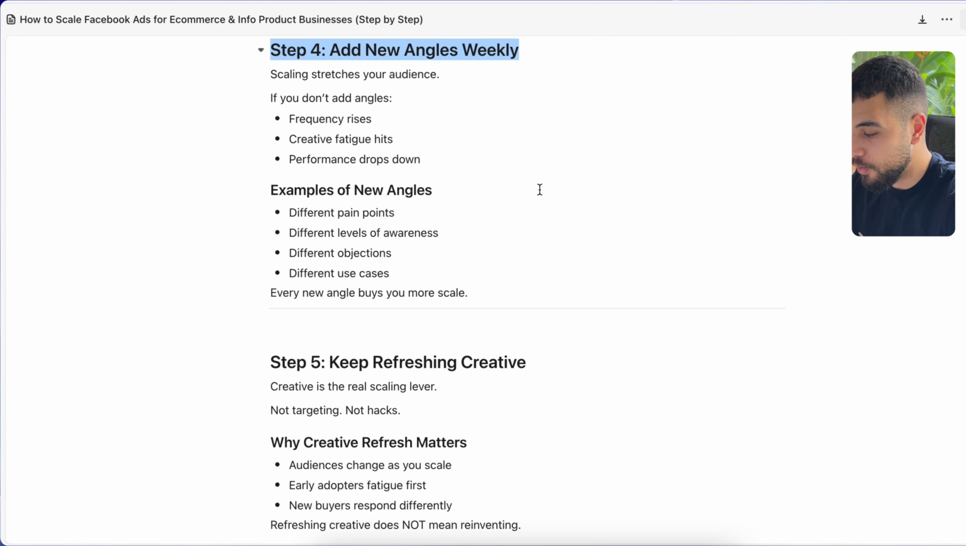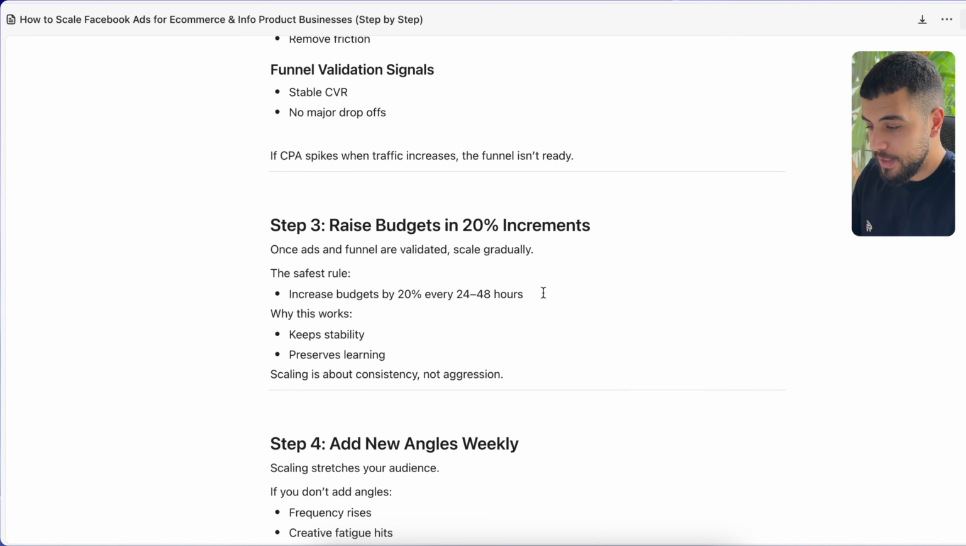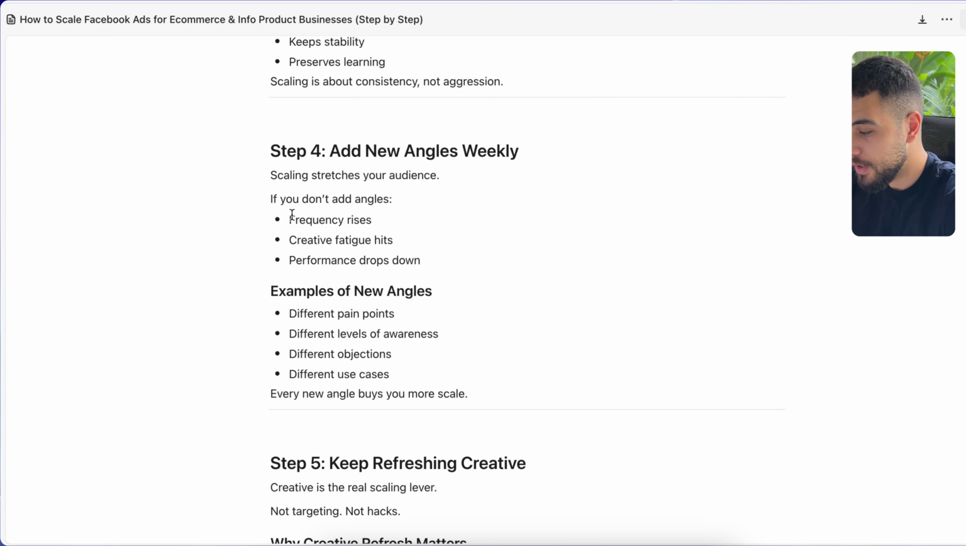And step 4, step 5 are basically maintenance steps. So at this point, you have something that's working and you're putting more volume and more budget into it. So what you're doing here is making sure that consistency is there and that it continues to work. So if you don't add new angles, frequency will increase, which is the amount of times each person sees your ad. Creative fatigue will hit because there's no ad that will keep working for 1, 2, 3 years, which means performance will drop.